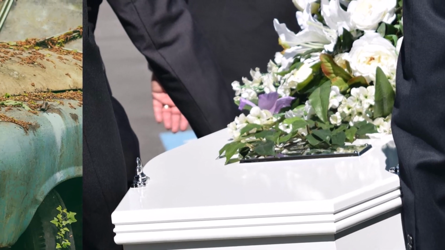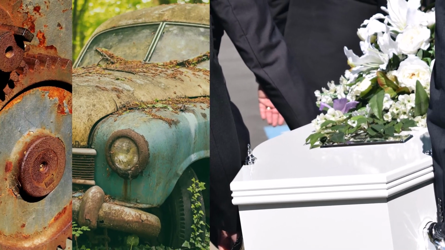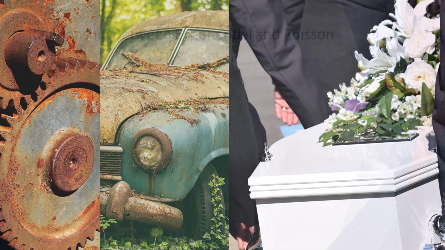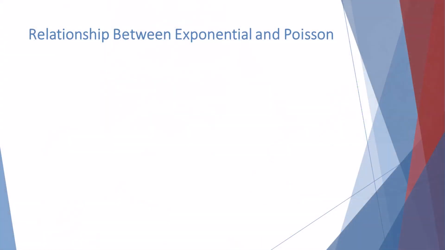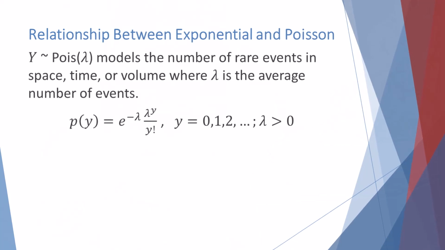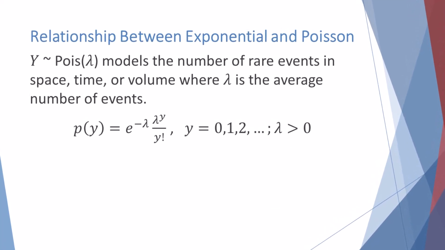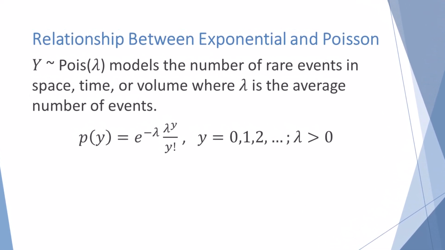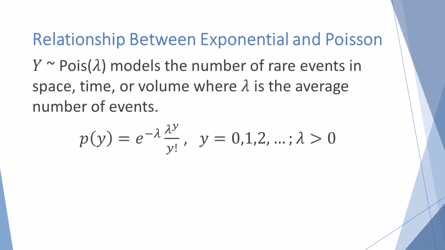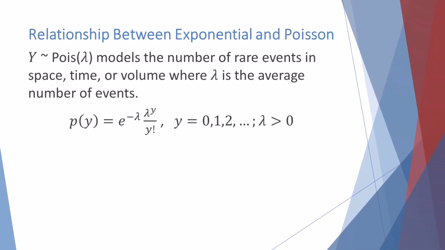So we've seen that the exponential distribution is the continuous equivalent of the geometric distribution. But exponential distributions are also closely related to Poisson distributions. Recall that a Poisson distribution with parameter lambda provides a way of modeling the distribution of the number of rare events, y, that occur in space, time, or volume, where lambda is the average value of y.